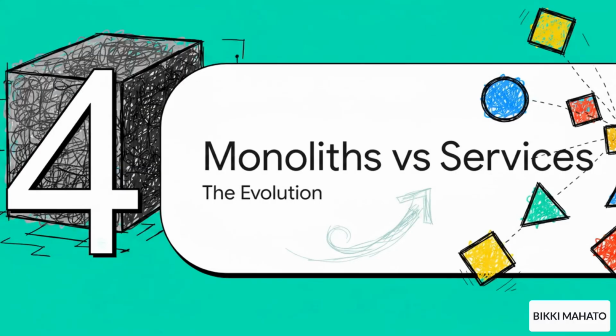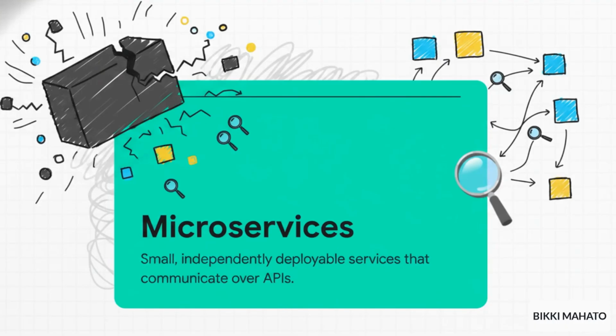Which brings us to Section 4, monoliths versus microservices, the natural evolution. When the pain of running a giant monolith just gets to be too much, systems typically evolve into microservices. In this setup, your functionality is split into a bunch of small, independently deployable services that talk to each other over APIs. So rather than stuffing everything into one centralized unit, microservices distribute those responsibilities out across multiple independent services.